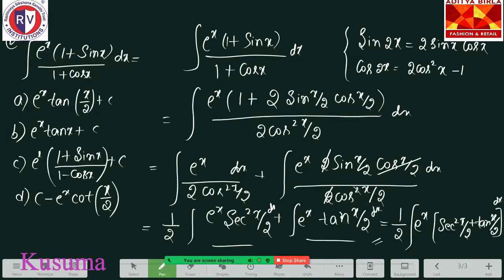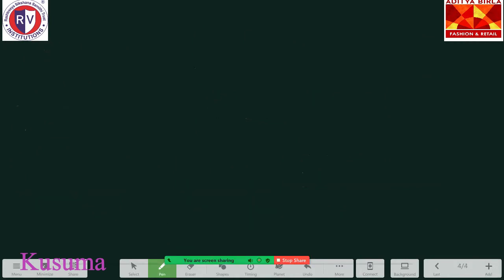What I have done here is, e to the power of x is common in both terms. Since it is addition of terms, I have taken e to the power of x common out of 2 terms, and I have added secant square x by 2 plus tan x by 2. Okay, now this is of the form integration of e to the power of x into f of x plus f dash of x into dx.